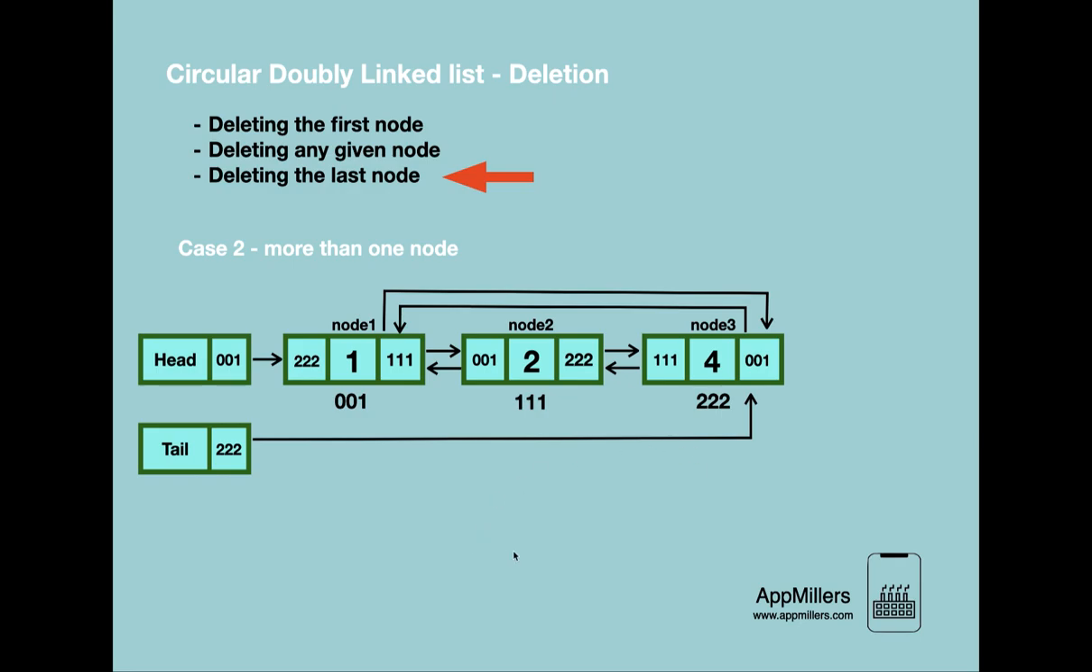Now this is all for this lecture. In this lecture, we have learned how we can delete a node from a circular double linked list in 3 different cases. First, we delete a node from the beginning of the circular double linked list. Then we delete a node from any given location in the circular double linked list. Then finally, we delete the last node in the circular double linked list.